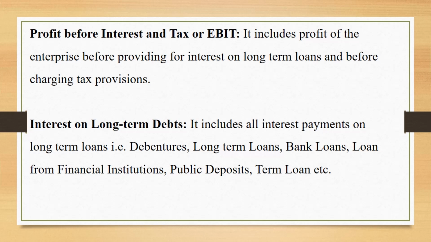The second term is interest on long-term debts. So long-term debts basically include the long-term borrowings. So any interest on such long-term borrowings will be a part of interest on long-term debts. Long-term borrowings may be in the form of debentures, long-term loans, bank loans, loan from financial institutions, public deposits, term loan, etc. Right? So any interest on such borrowings will be the interest on long-term debts.